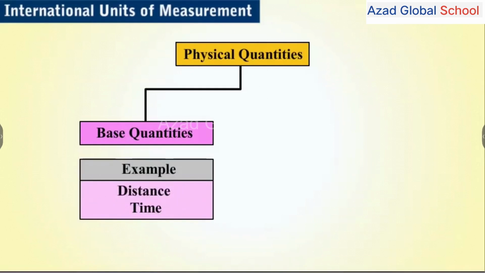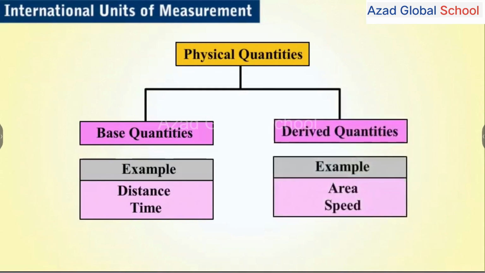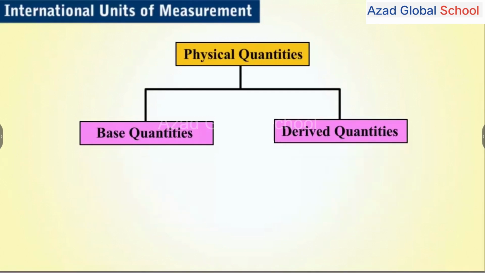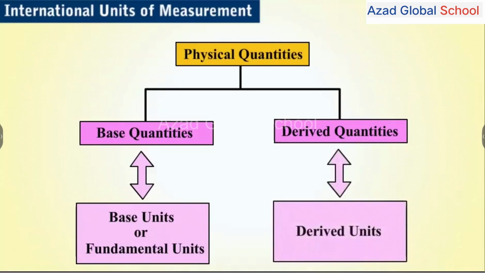The other quantities, which are expressed in terms of their fundamental quantities, are called derived quantities. For example, area or volume, which is expressed in terms of multiples of length, is a derived quantity. Similarly, speed is a derived quantity, as its measurement depends on distance and time. The units of fundamentals or base quantities are called base units or fundamental units. The units of derived quantities are expressed as a combination of base units. Such units are called derived units.